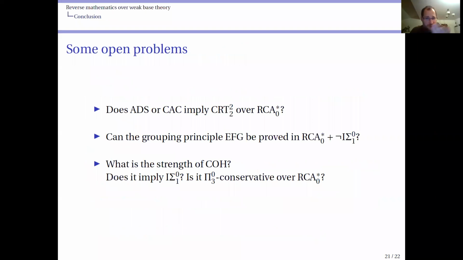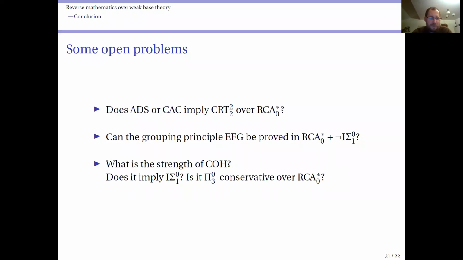Okay, so here are some open problems. One thing that we don't know, I mentioned, was whether these principles about linear orderings imply cohesive Ramsey over our weaker base theory. Another thing is whether this grouping principle that I mentioned can be proved assuming our base theory and not induction, but without assuming weak Koenig's lemma. So that would, for instance, collapse these two variants of cohesive Ramsey that I mentioned. That would mean that fat cohesive Ramsey and normal cohesive Ramsey are the same thing. We don't know that.